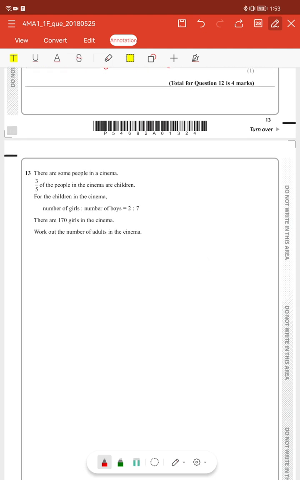There are some people in the cinema. 3/5 in the cinema are children. For the children, the ratio of the number of girls to the number of boys is 2 to 7. There are 170 girls in the cinema. Work out the number of adults.